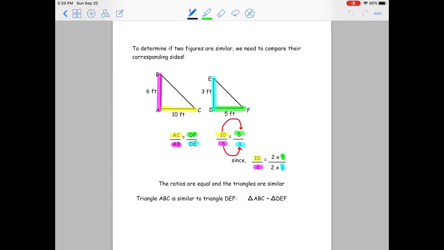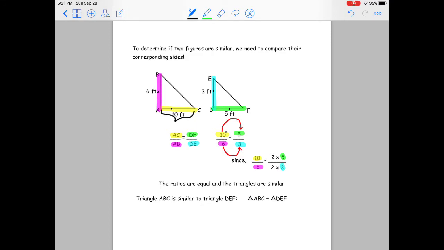So I have to compare AC, which is here, to DF, which is here, and AB, which is pink, and DE, which is in blue. So AC here, again, like I said, is 10 feet, and I highlighted it in yellow here. And then AB is pink and it's 6 feet. And I'm comparing it to DF, which is 5 feet, and DE, which is 3 feet.